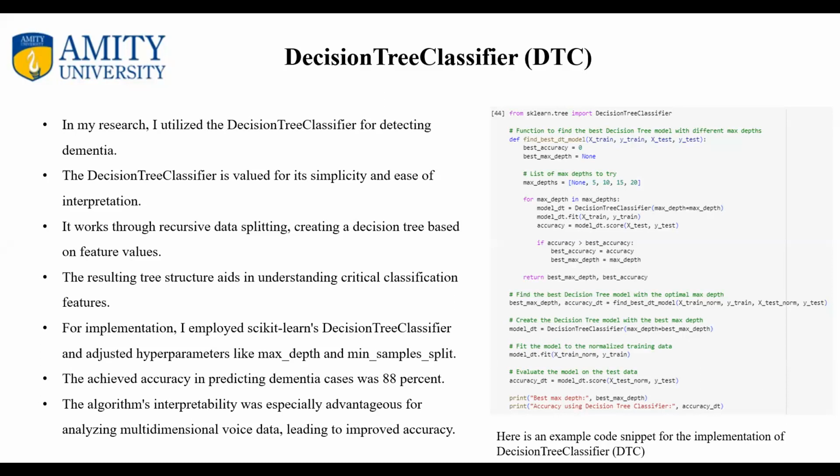We implemented the algorithm using scikit-learn's DecisionTreeClassifier, fine-tuning parameters such as max_depth and min_samples_split. The outcome was 88% accuracy in predicting dementia cases. In conclusion, the decision tree classifier proved effective in predicting dementia due to its simplicity, and it is suited for complex multi-dimensional dataset scenarios. On your screen, there is a code snippet for the implementation of the decision tree classifier.